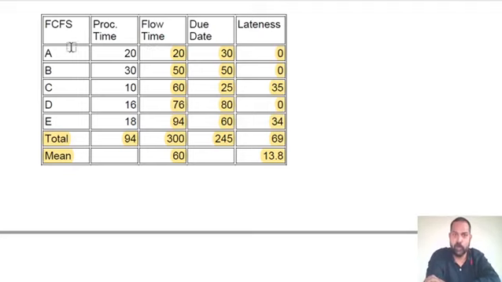These are your jobs A, B, C, D. These are the processing times. I have written 20, 30, 10, 16, 18 as they gave me the processing times. And now I'm going to do a little bit of analyzing of these times. And that is, number one, I'm going to calculate flow.